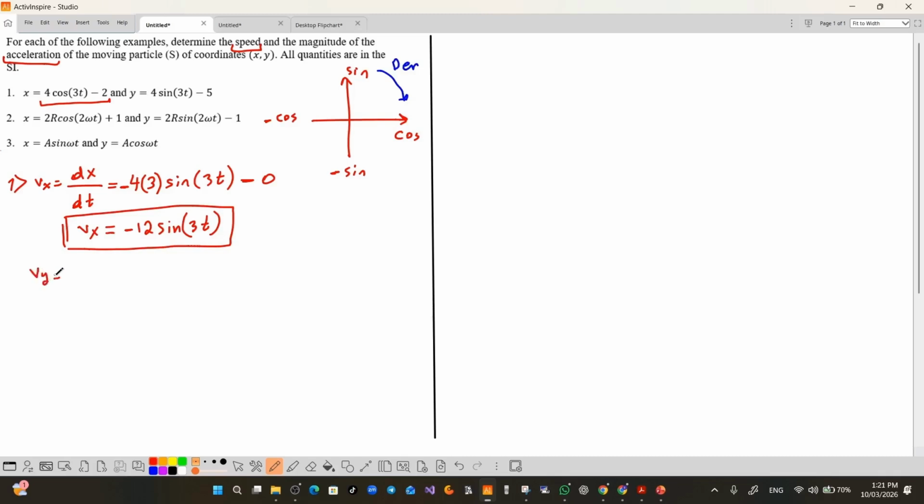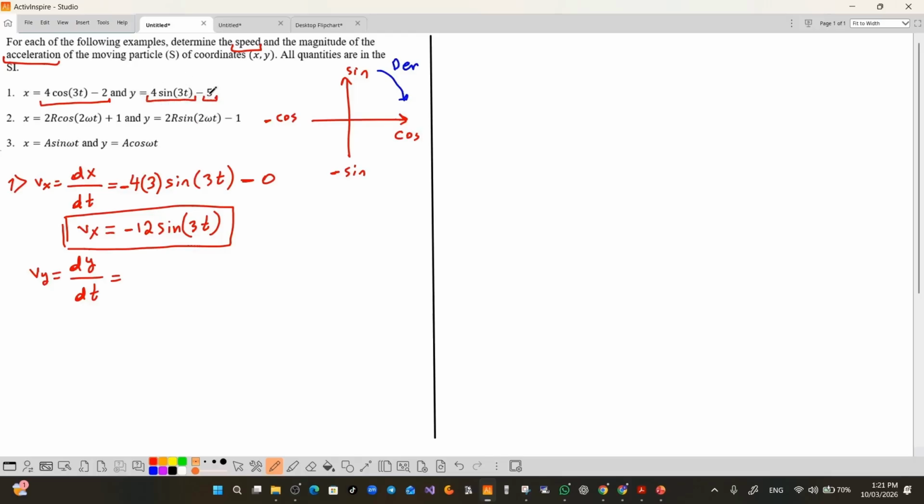Now, what about the Vy? The Vy is the first derivative of the y component over time. So as you can see here, we have the same coefficient as the previous one, and we have the same angle as the previous one. Again, we have another term. The derivative of the second term will be 0 because it's constant.